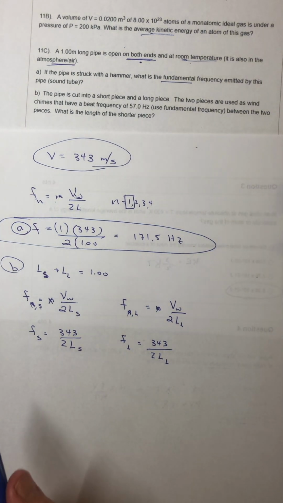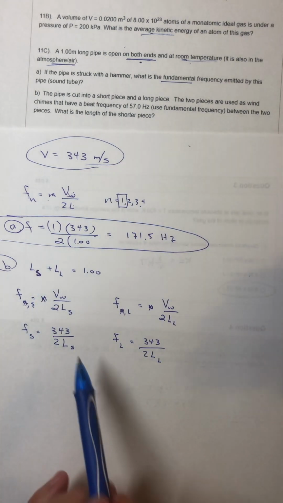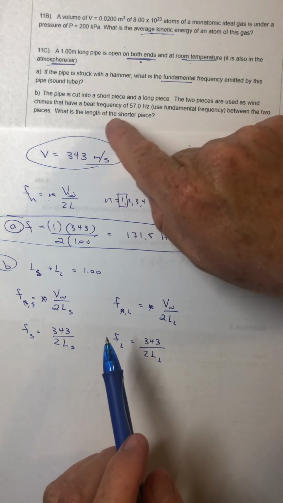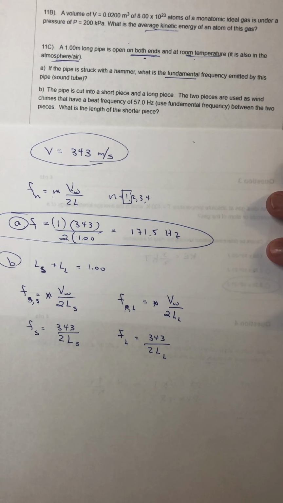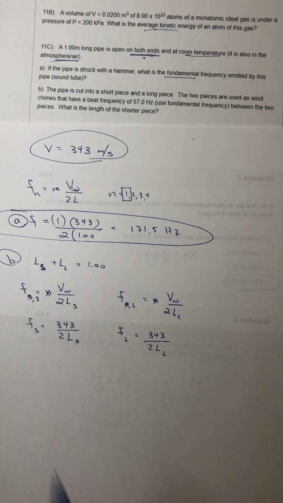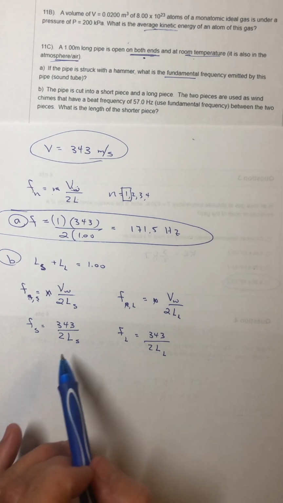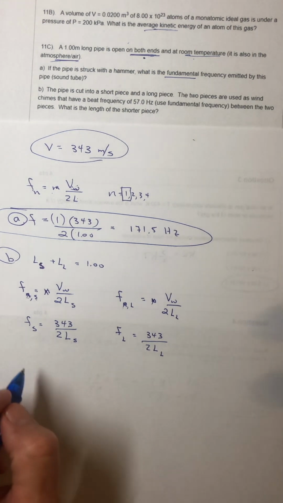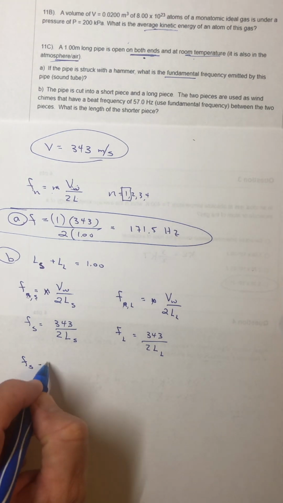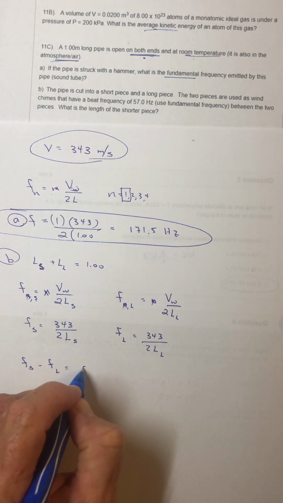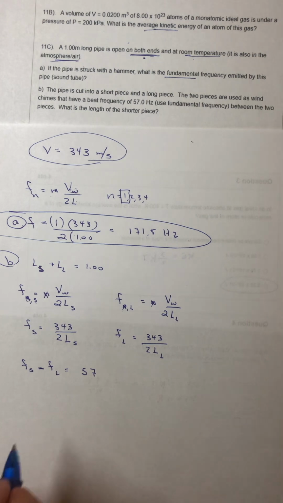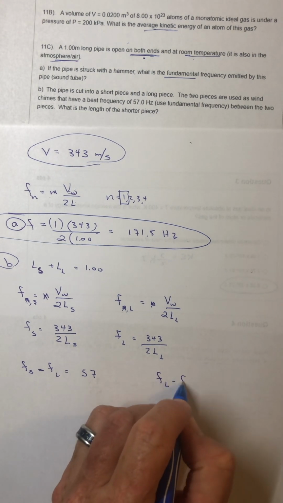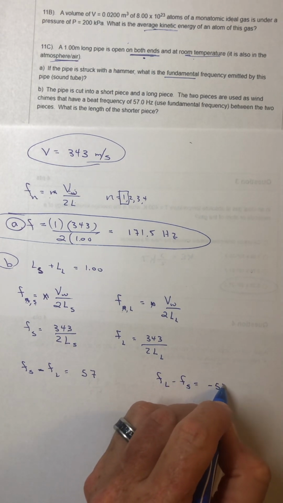Okay? And the idea of the beat frequency is really the difference between these two. Now, since the L is in the denominator, the shorter one's going to have a higher frequency. So Fs minus Fl should be 57. I guess we could have written that as Fl minus Fs is a negative 57.